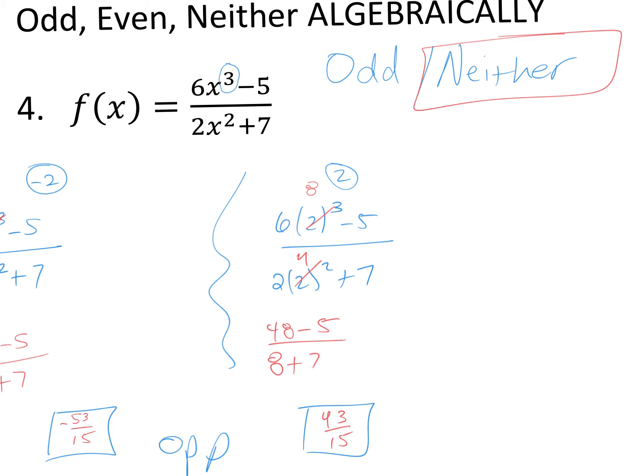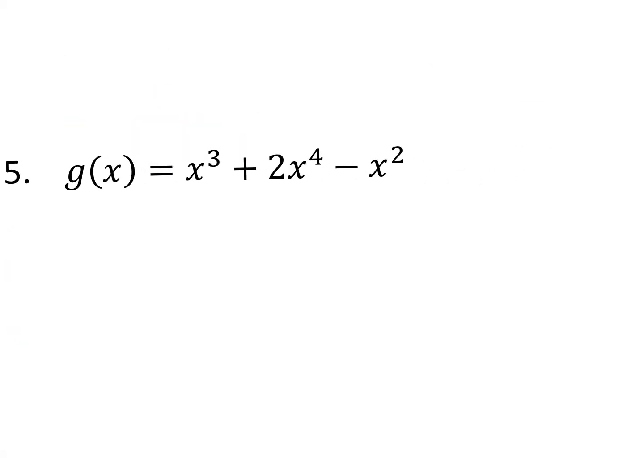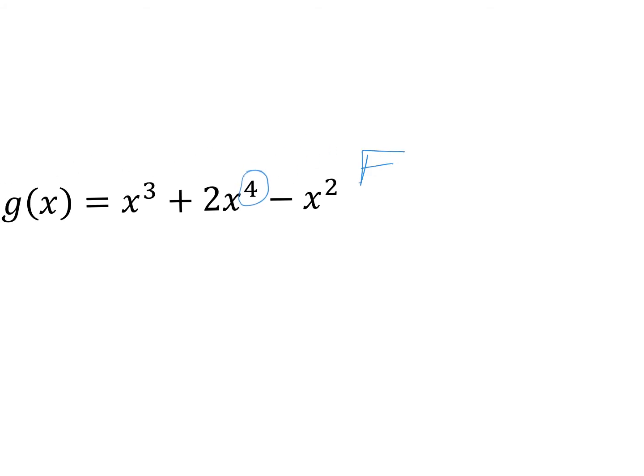All right, look at number 5. This is not written in standard form. Don't just assume the first exponent. We look for the what? The highest. The highest exponent is a 4. What kind of a number is 4? So this is either even or neither.